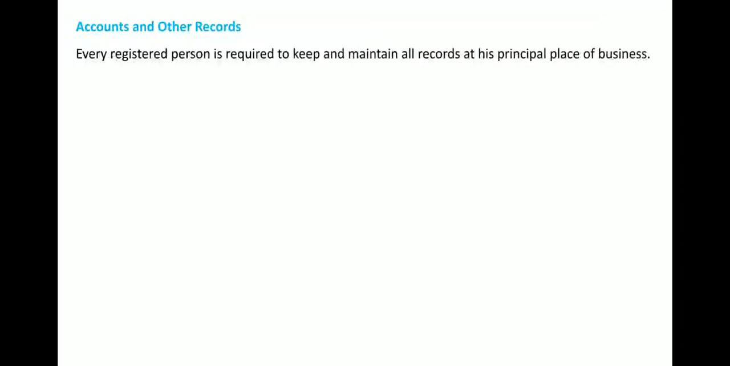A registered person is required to keep and maintain all the records at the principal place of business, that is, at the head office or main office, wherever it is located. There the company or any other registered person is required to keep the books of accounts and maintain certain records for future reference, as per GST.